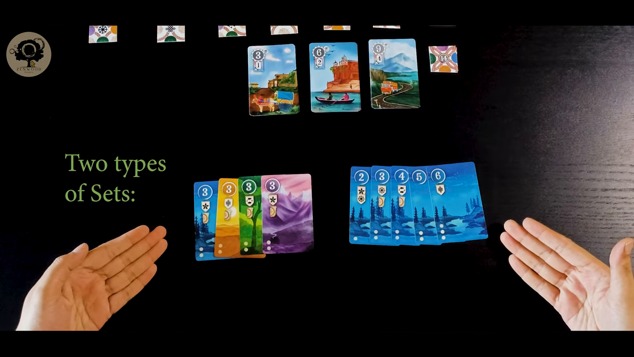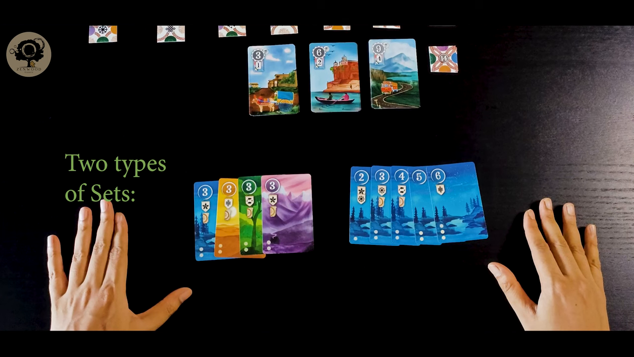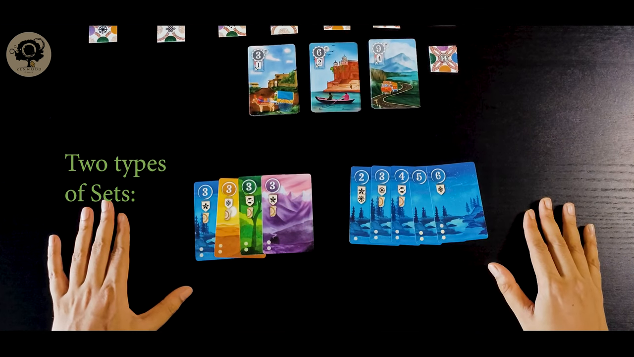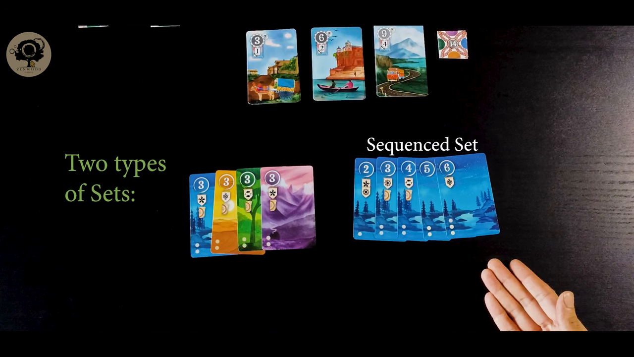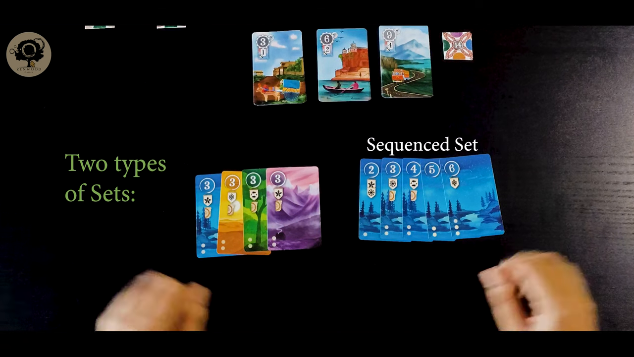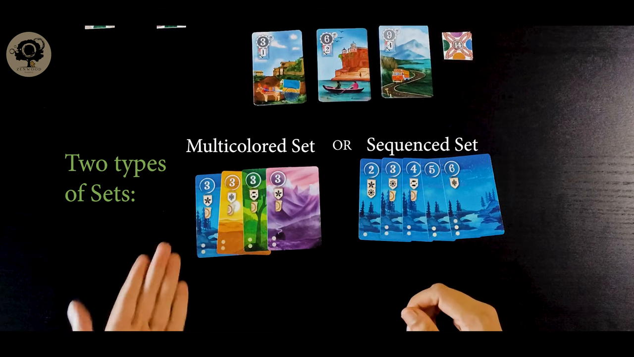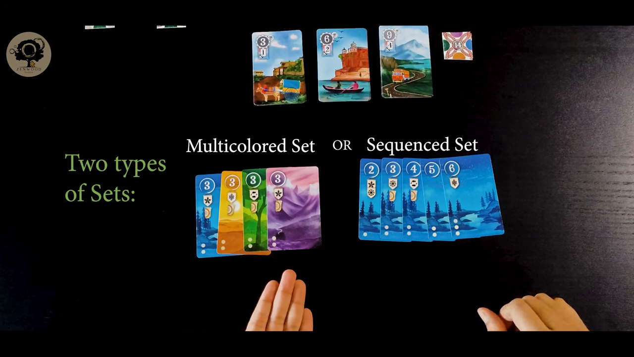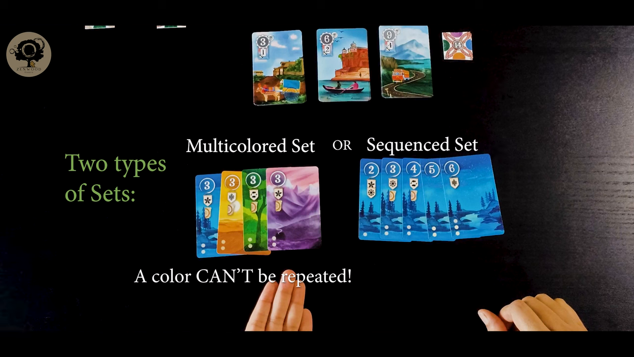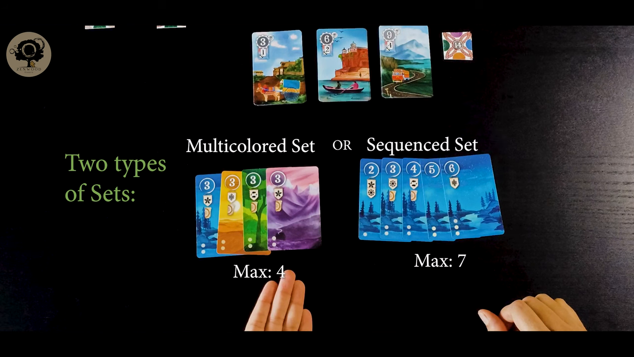There are only 2 types of sets in Parikrama. It's either a sequence set or a multicolored set. Cards played to form a sequence set should all be of the same color but have a numeric sequence of values without any gaps in between. Cards played to form a multicolored set should all be of different color from each other but should have the same number. A color can't be repeated. The max number of cards possible in a sequence set is 7, while that of a multicolored set is 4.